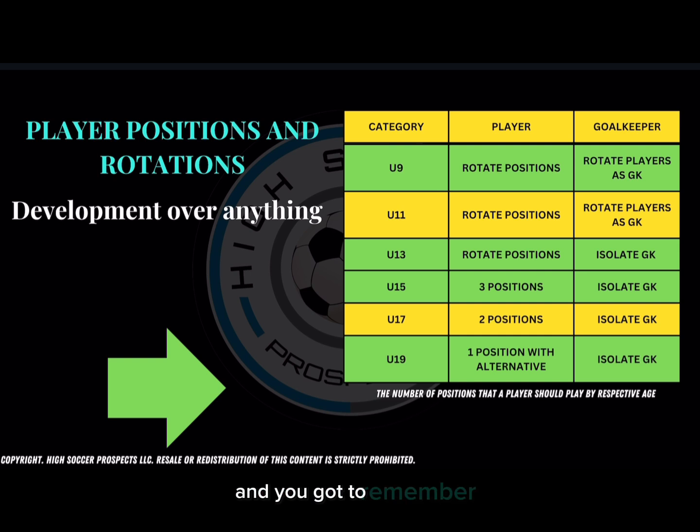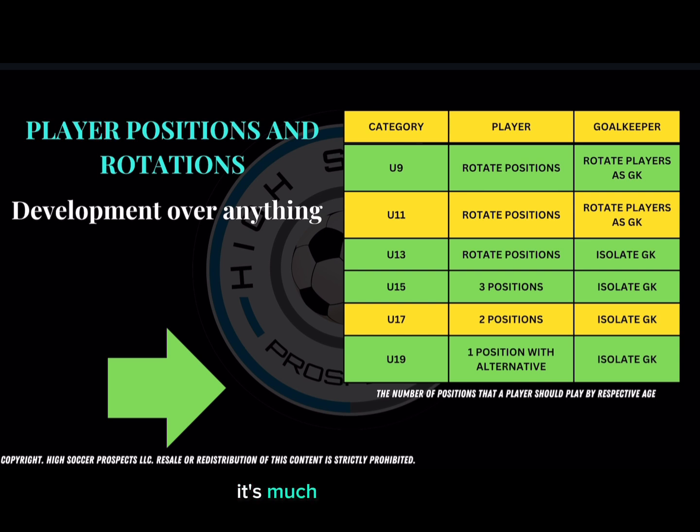And you got to remember, this is a long-term development play, not worrying about just winning a game every single weekend. It's how can we develop better players to have more intelligence, more awareness, more ability, more potential to solve problems that they're going to find on the field. And it's through experience playing different positions, including goalkeeper, especially from the youngest ages. And the table is just the summary of the number of positions that a player should play by respective age. And this is what we try and follow.